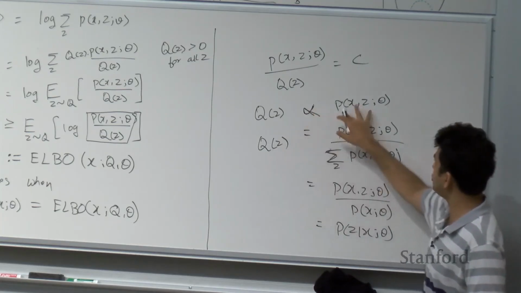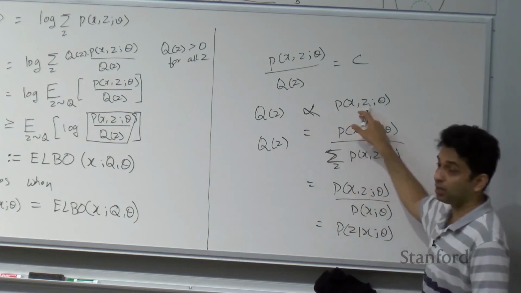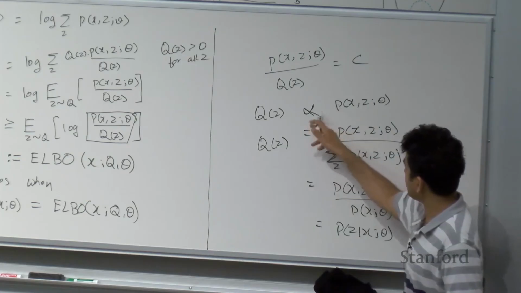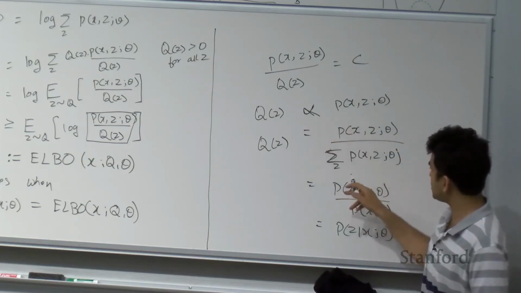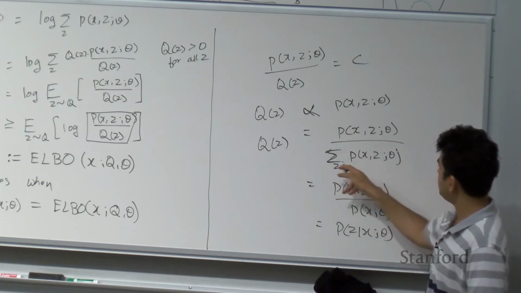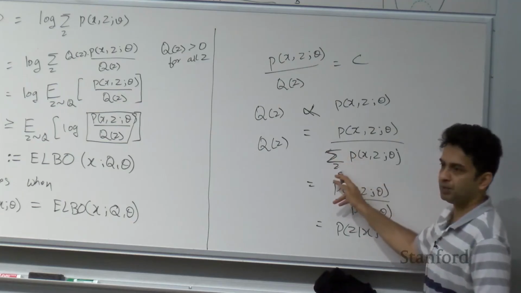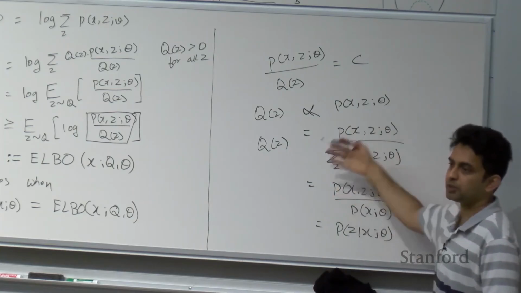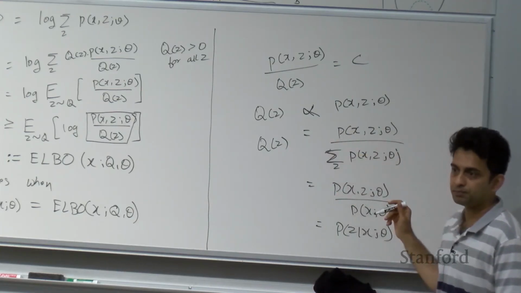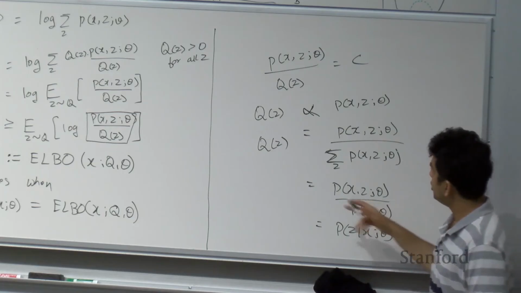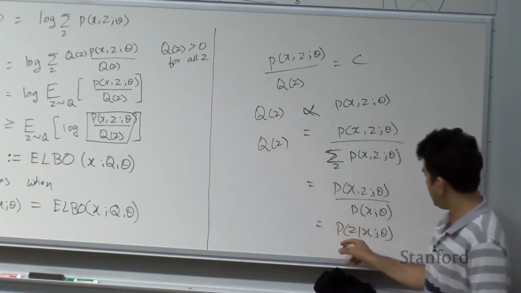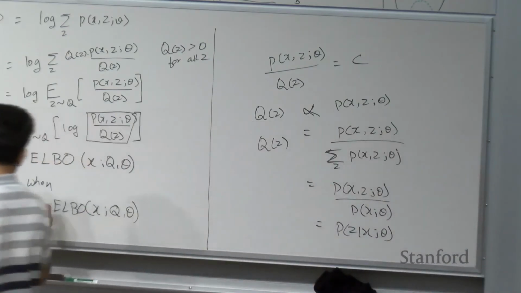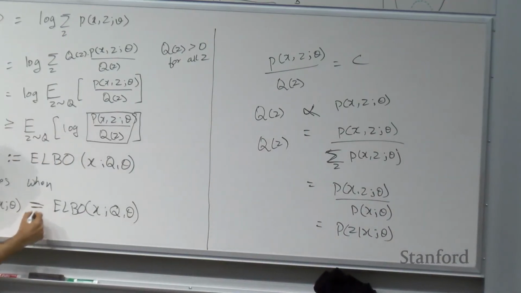And that's proportional to P of x comma z. And the corresponding normalizing constant must necessarily be the sum over the numerators for all possible values of z, because it must sum up to 1. So when Q of z equals P of z given x, then Jensen's inequality will change into an equality.